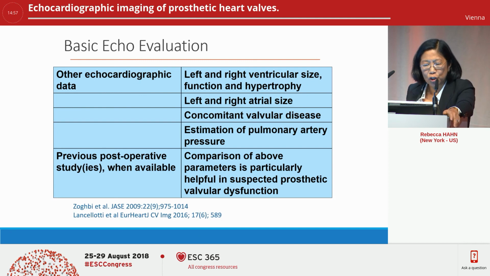And then to close, just remember that we always look at all of the other parameters associated with our dysfunctional valve, and that includes right and left ventricular size and function, left and right atrial size, and concomitant valvular disease with an estimate of pulmonary artery pressure. And above all, it's really, really important, if possible, to compare all of your parameters with a baseline echo. We strongly recommend a baseline echo within 30 days of initial implantation, whether it be surgical or transcatheter.